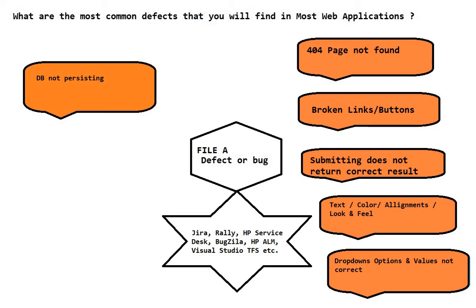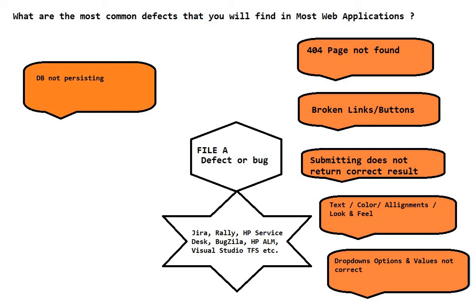Next thing is the drop down options. You would see the drop down is there, but the options are missing, or they may not be in the correct order. It may be asked to be in descending order, but it is not in descending order. It may be asked to be in ascending order, but it is not in ascending order. There may be an option that is missing too.